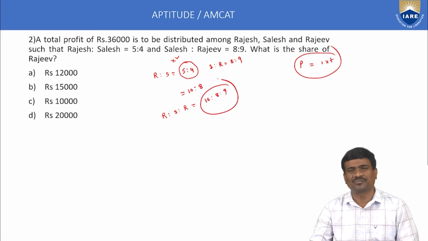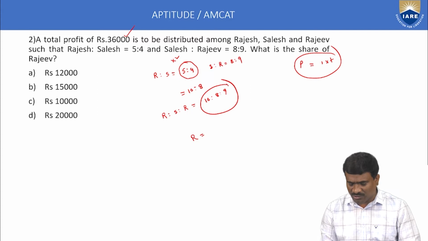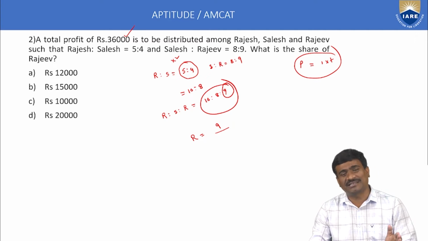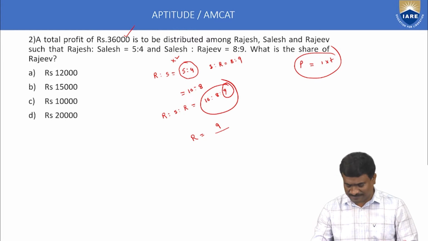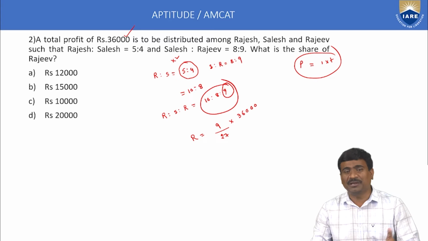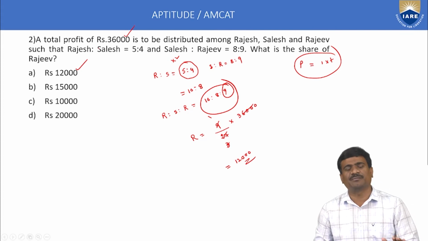This is the ratio. But the total amount 36,000 is given. Calculate Rajiv's share. Rajiv's share is equal to 9 over the denominator, the total number of parts, 10 plus 8 plus 9. 10 plus 8 is 18, 18 plus 9 is 27. 9 by 27 into 36,000. This is called Rajiv's share. The remaining part is only simplification. 9 into 1 is 9, 9 into 3, 3 into 12, then Rajiv's share is equal to 12,000. Option A only is correct. This is the method.